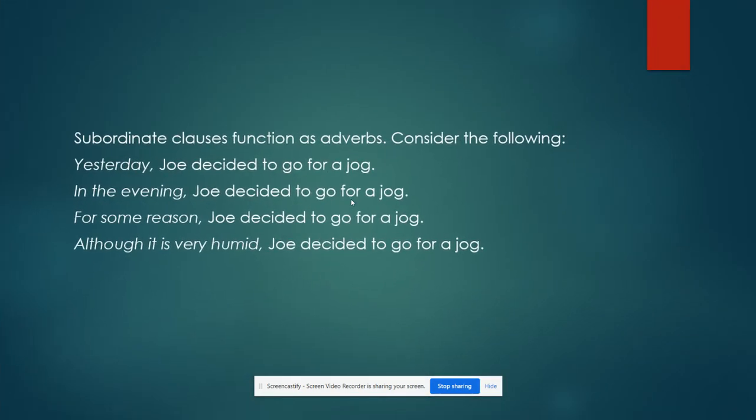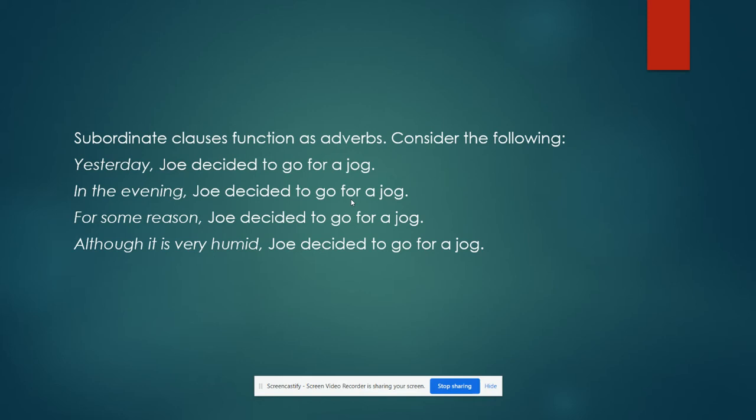Subordinate clauses, as I said, function as adverbs. So let's look at some other examples of this sentence where we have some adverbs thrown in just to show you. And we talked before about how you might have learned not to begin a sentence with a subordinate conjunction and how it actually is okay as long as you follow through. So yesterday, simple adverb, Joe decided to go for a jog. In the evening, Joe decided to go for a jog. For some reason, Joe decided to go for a jog, although it is very humid.